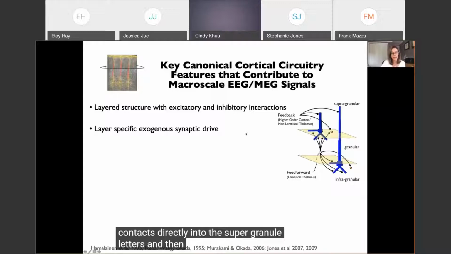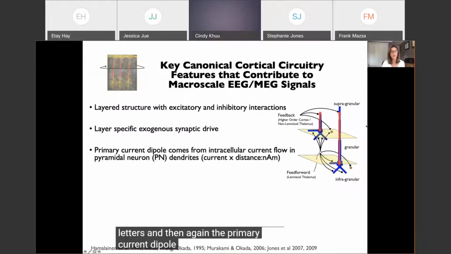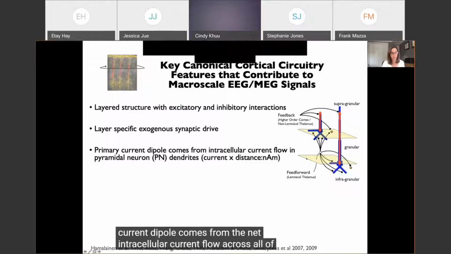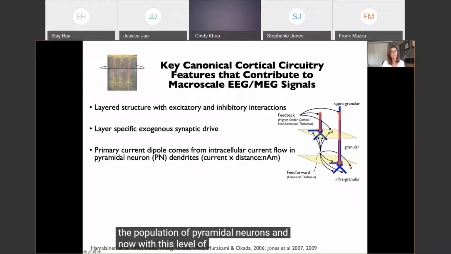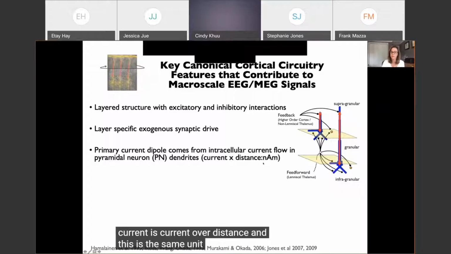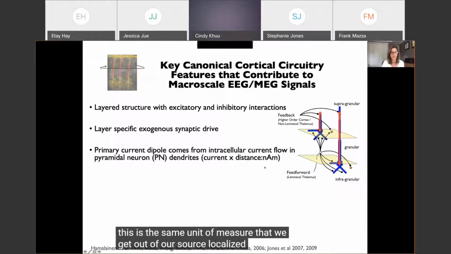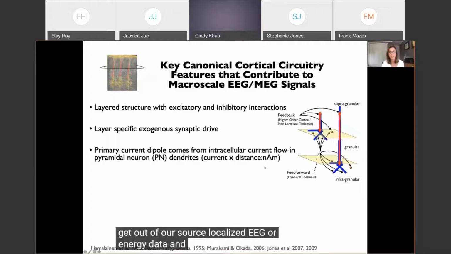And then again, the primary current dipole comes from the net intracellular current flow across all of the population of neurons. And now, with this level of detail in a model, the unit of measure of the primary current is current over distance. And this is the same unit of measure that we get out of our source localized EEG or MEG data. And so we have one-to-one comparison between the output of the model and our recorded data.